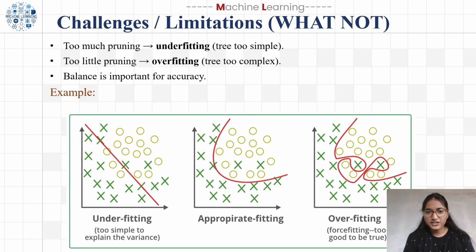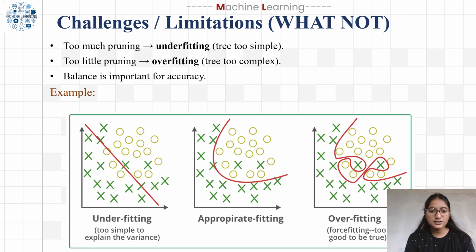Of course, pruning is not always perfect. There are some challenges. So if we prune too much, the tree becomes too simple and misses important patterns. This is called underfitting. And if we prune too little, the tree remains too complex and memorizes noise. And that's called overfitting.